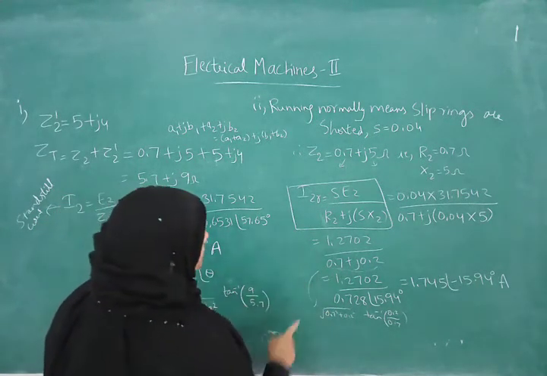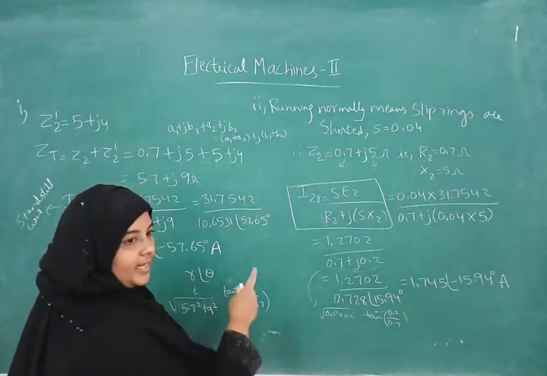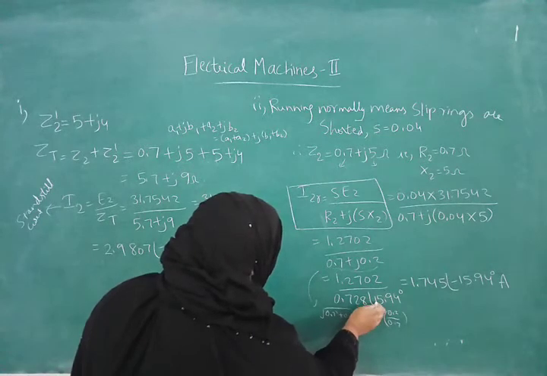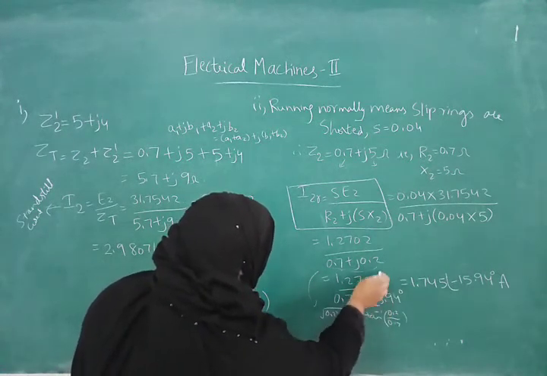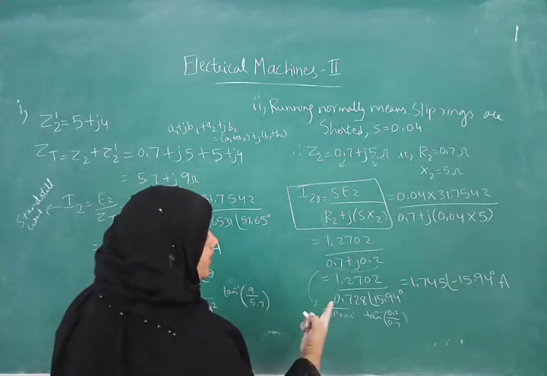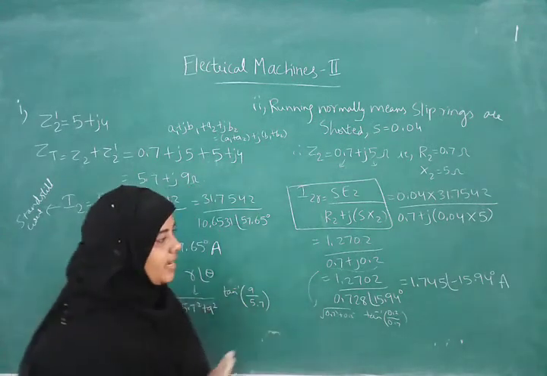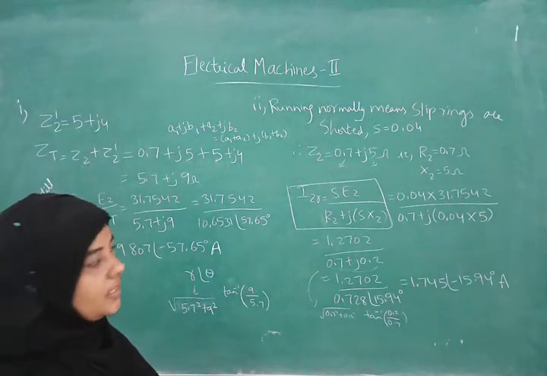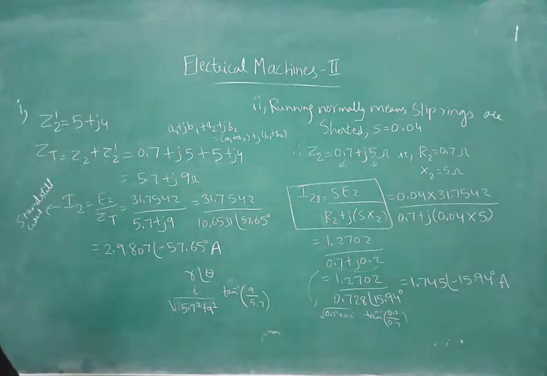So like that we are getting the rotor current value in running condition as 1.745 angle. Again, here in the denominator the angle is positive, and when it goes to numerator it becomes minus. So minus 15.94 degrees amperes. So 1.745 angle minus 15.94 degrees is your rotor current in running condition.